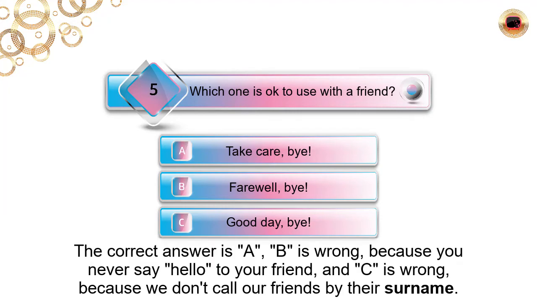The correct answer is A. B is wrong because you never say hello to your friend, and C is wrong because we don't call our friends by their surname. Well done!